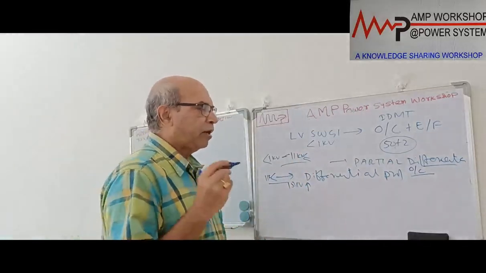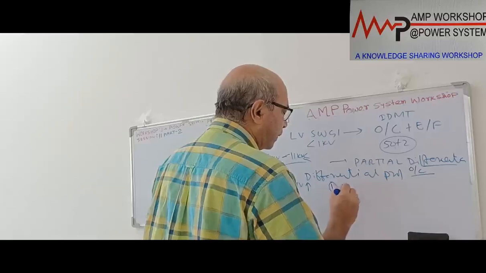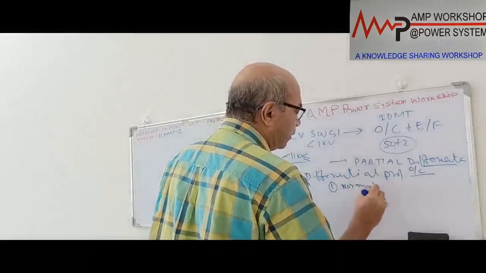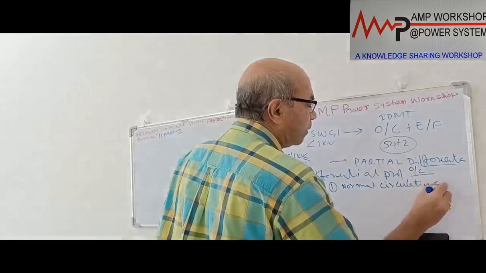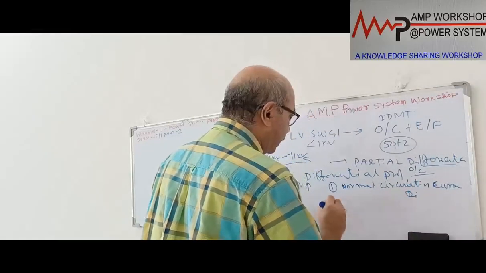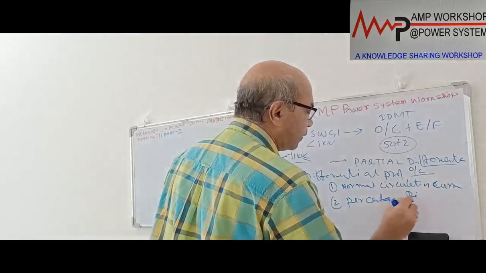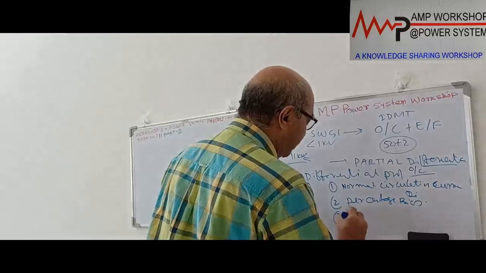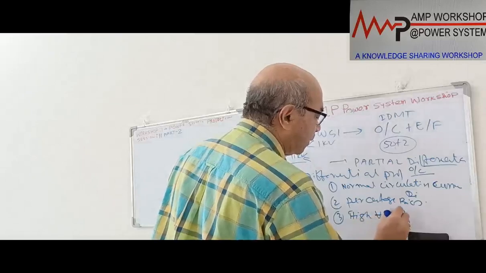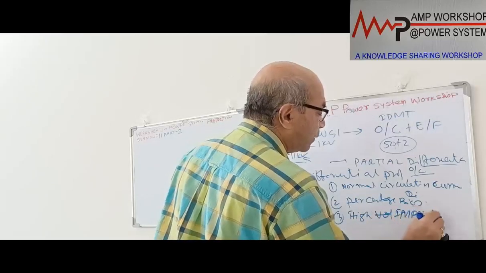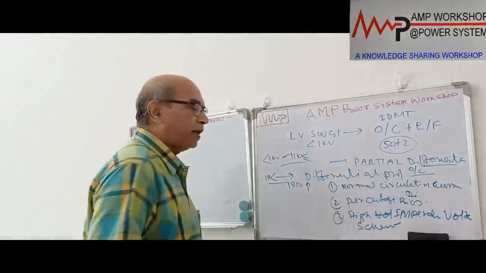Now this differential protection, we said in the last class, there are mainly three differential protections available. One is the circulating current differential protection, that is one option. Second is the percentage bias differential scheme, and third is the high impedance voltage scheme. Those are the three main schemes available.